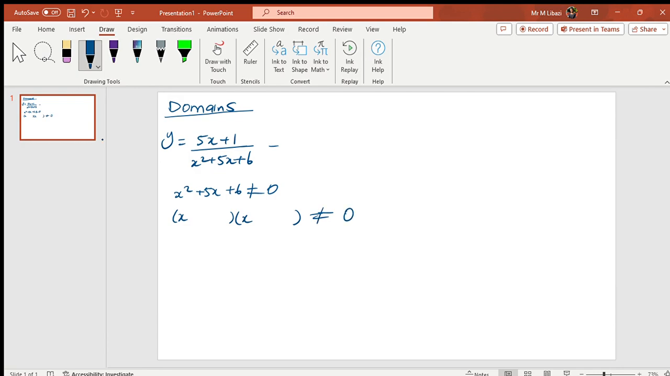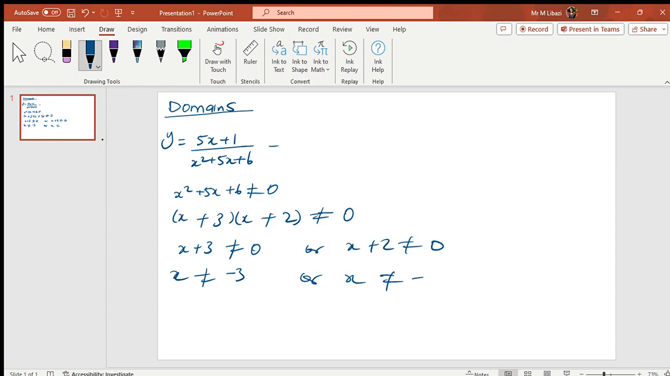And then the factors of 6. What are the factors of 6 that will give us 5 when we add, and when we multiply they give us 6? I think it's 3 and 2, right? So they are both positive. So now we can say that x plus 3 must not be equal to 0, or x plus 2 must not be equal to 0. From here we have x must not be equal to negative 3, or x must not be equal to negative 2. So those are actually our restrictions.